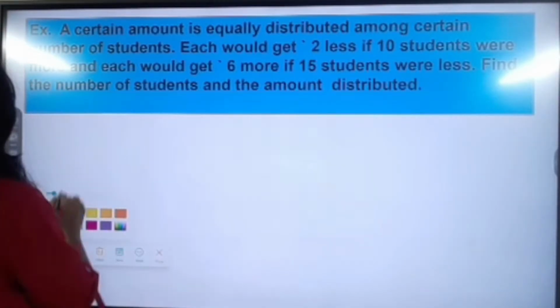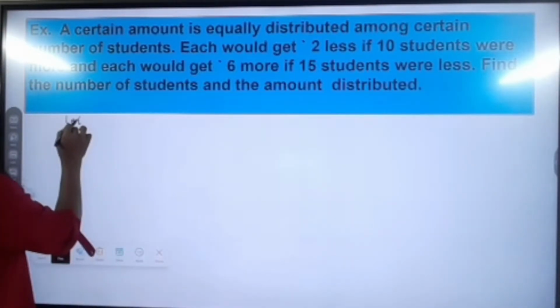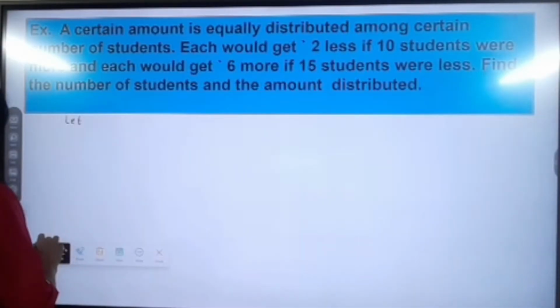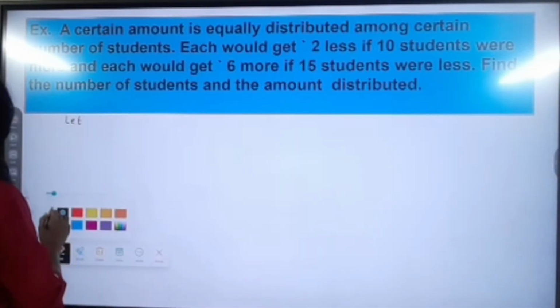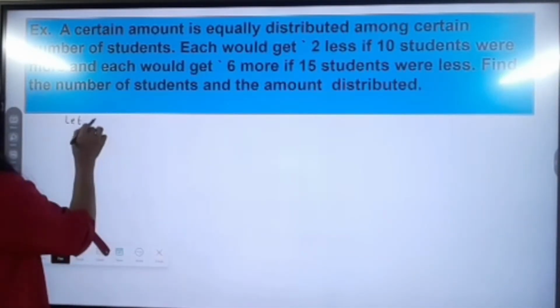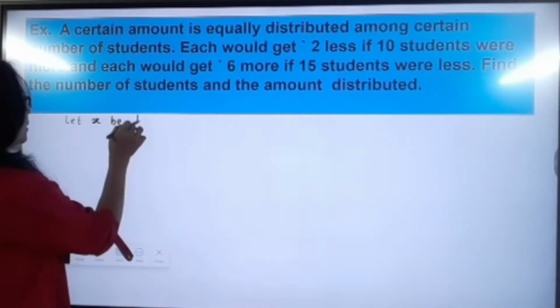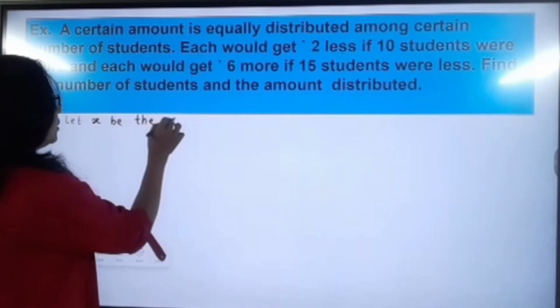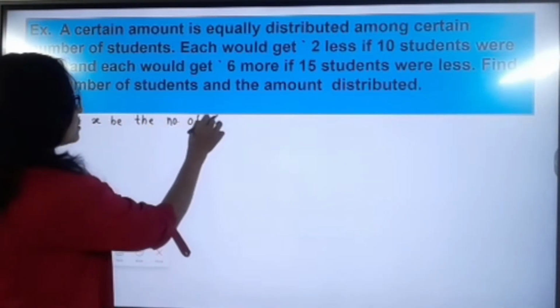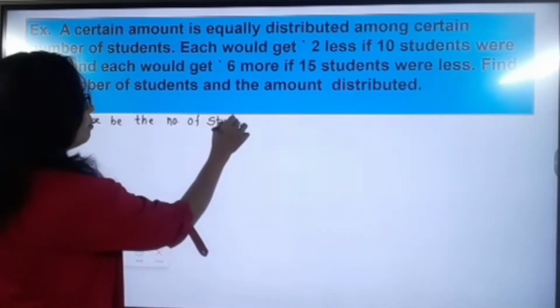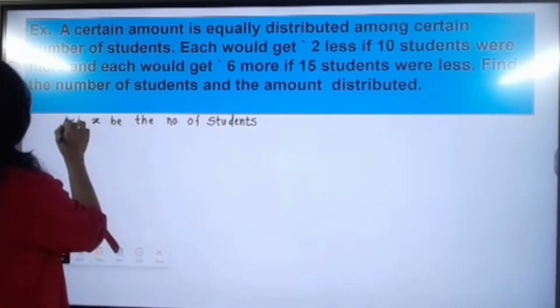First here we write down, let x be the number of students. X be the number of students.